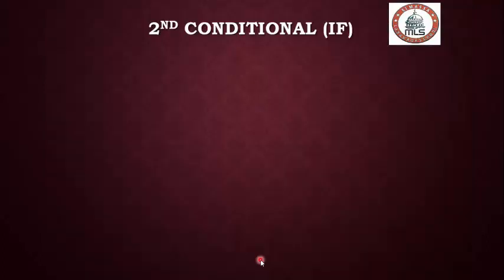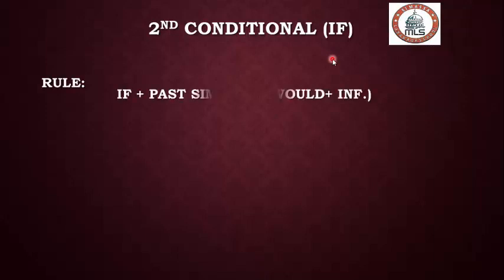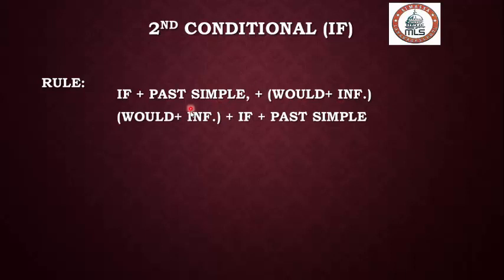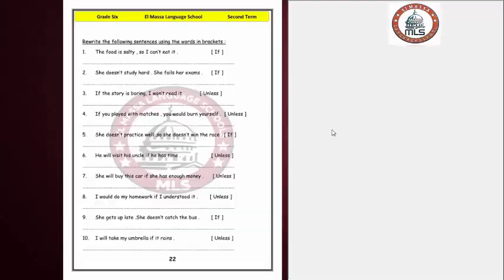In Unit 9, we have the second conditional "if". The rule is if the first clause is past simple, the second clause would plus infinitive, or we can say would plus infinitive, then if, then past simple. So let's practice together these two grammatical rules.